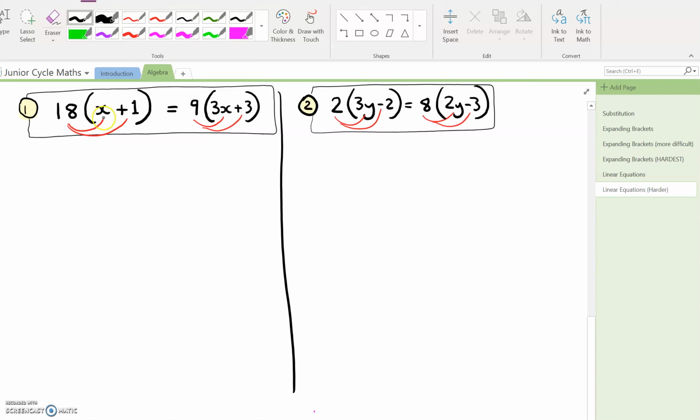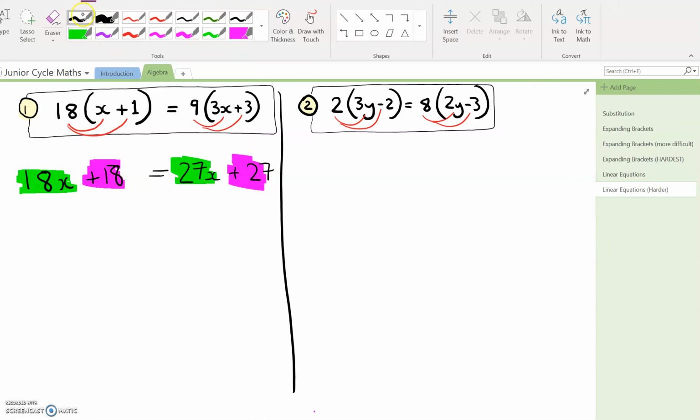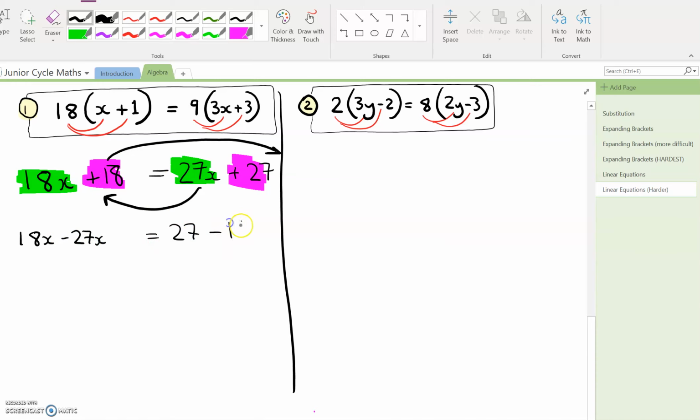So multiply in. 18 by x is 18x. 18 by 1 is 18. 9 by 3x is 27x. And 9 by 3 is 27. I have to move that one, haven't I? There's a number. I'm going to have to move that in here, and I'm going to have to move this over to here. So I'll have 18x minus 27x equals 27 minus 18.